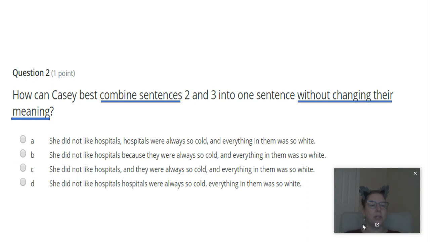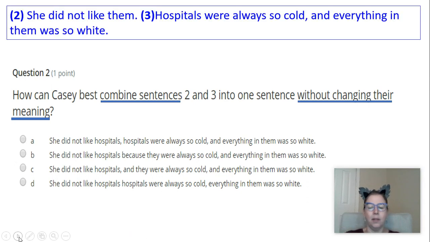Here's an example of a question that could come up. How can Casey best combine sentences 2 and 3 into one sentence without changing their meaning? So I underline the important words. It's a combining sentence question, and it's important to keep the same meaning. The first thing I'm going to do is go back into that big giant paragraph that I didn't really read because it was boring and I'm reading strategically. Gotta remember to hit the right button. There we go. And I find sentence 2 and 3, and I read them.